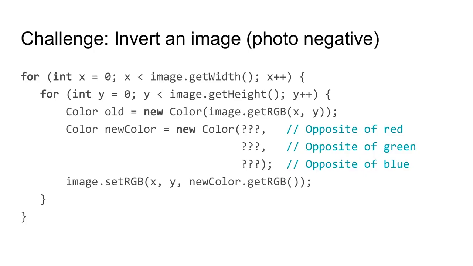So let's do another example. Here's my challenge. Let's invert an image. In other words, create the photo negative of it, like that x-ray vision of me. So for every column, for every row, get the pixel there and create a new pixel. But I want to get the opposite of the red, the opposite of the green, and the opposite of the blue. So let's talk about what might be the opposite of colors.